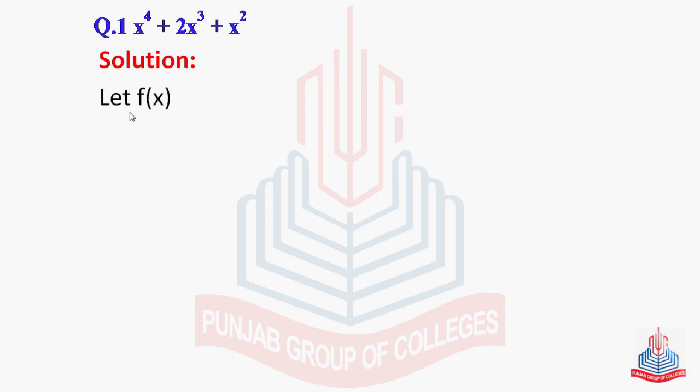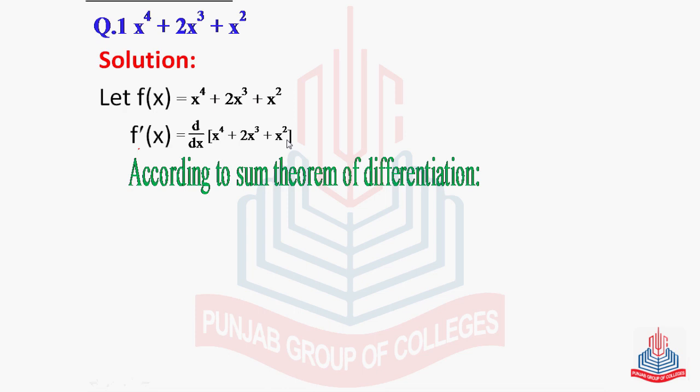Let f(x) = x⁴ + 2x³ + x². We just allocate this name here. Now applying the derivative on both sides, the f(x) will become f'(x), and on the right hand side, the derivative will apply on this whole function. According to the sum theorem of differentiation, this derivative will apply separately on these three terms.